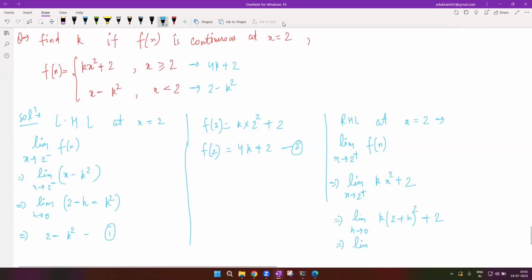Sorry, my bad. It is 4k plus 2, not 2k plus 2. I made a mistake. The answer is correct, but partially. When we put h as 0 here, this will be left as 2 square, right? Yes, I made a mistake.